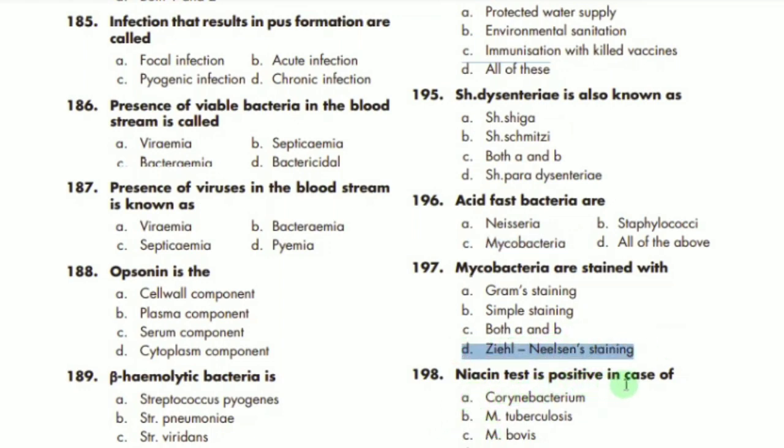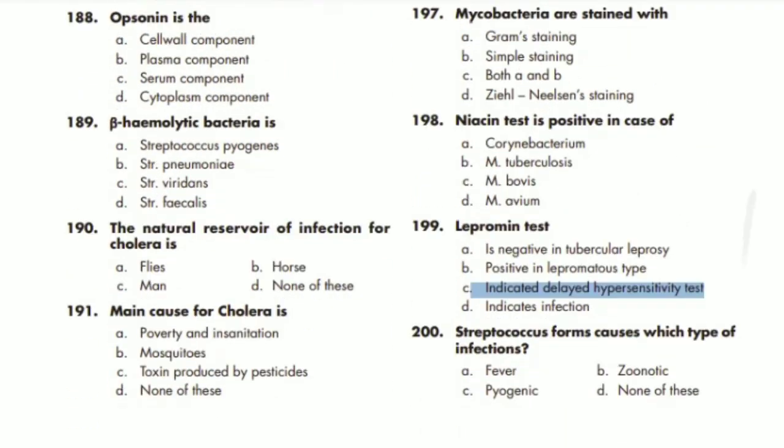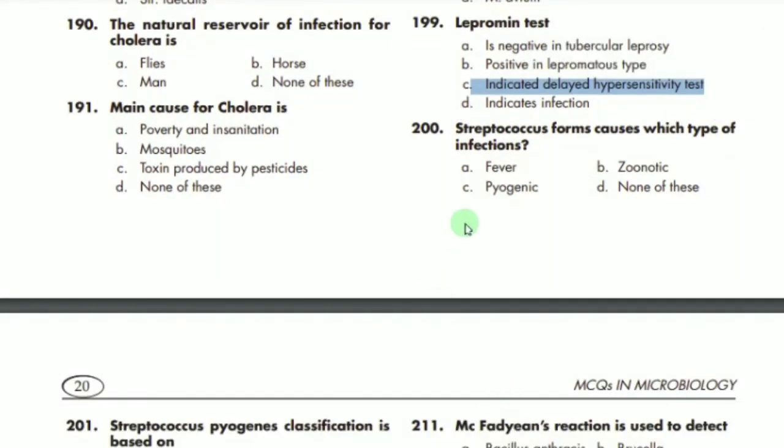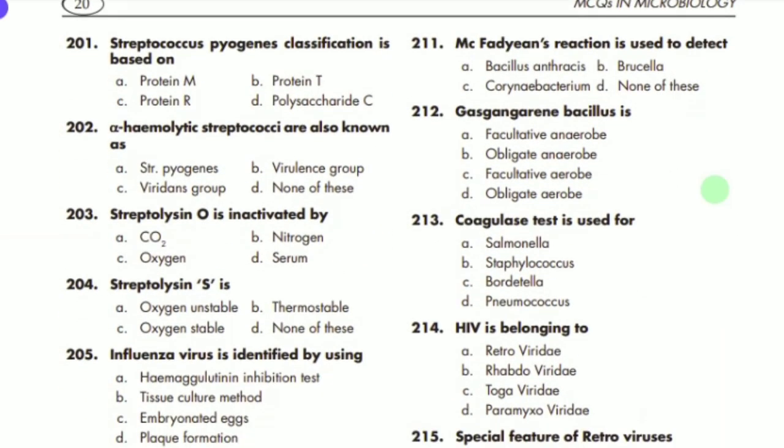The niacin test is positive in case of Mycobacterium tuberculosis. The lepromin test is actually a delayed hypersensitivity test. MCQ 200 says that Streptococcus causes which type of infection? There is no matching option, so I think none of these is the correct option. D is the correct option.